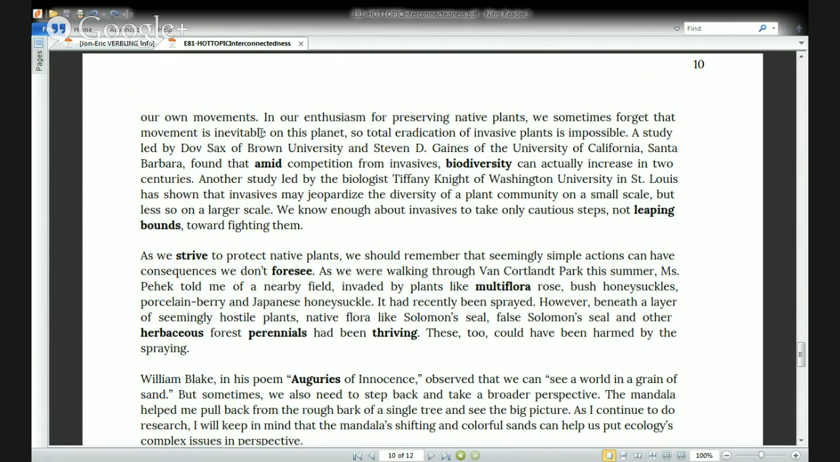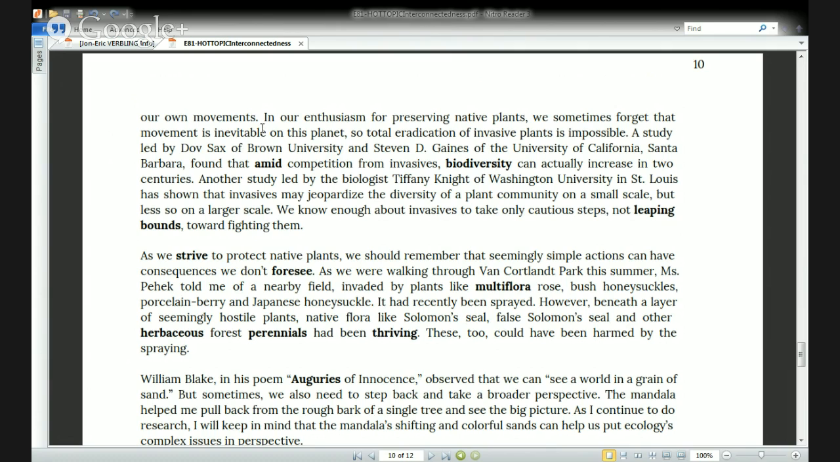Janis of the University of California, Santa Barbara, found that amid competition from invasives, biodiversity can actually increase in 2 centuries.